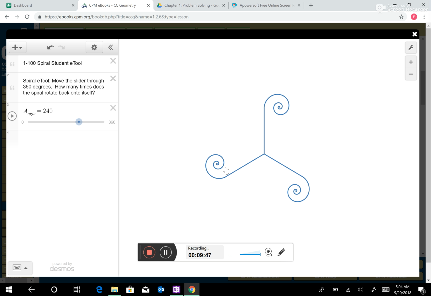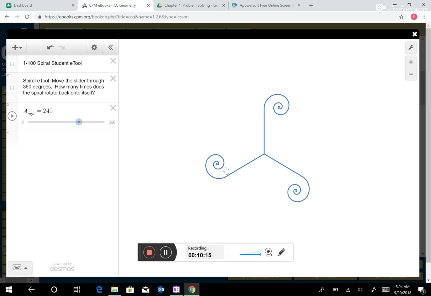If you had a square, you'd take 360 and divide it by 4. If you had a pentagon, you'd take 360 and divide it by 5, and that's your rotation symmetry. That's how many degrees it takes to get you back to your original figure. And looking at the quiz, I don't think we talk about rotation symmetry at all. So just making sure that you're clear on what rotation symmetry is.